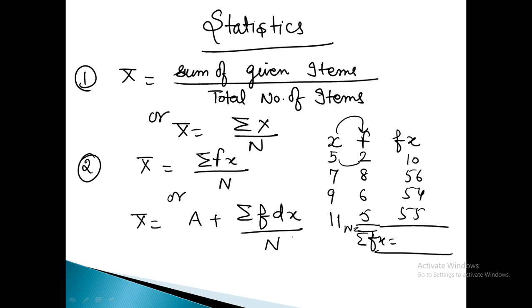And in this method, you can assume any number from this, that is known as a, and then you have to find dx. Dx will be found by x minus a, and then f multiplied by dx, and you can find sigma f dx. N is the total of frequency. These formulas are used in statistics.